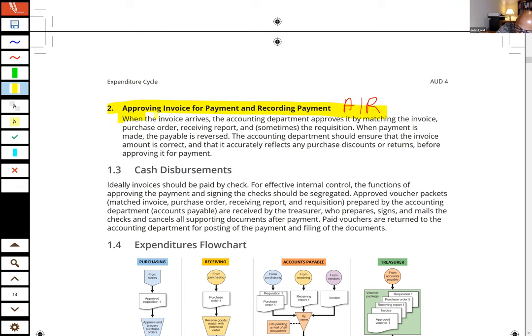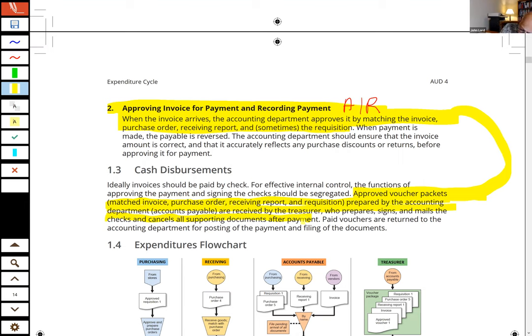So when the invoice arrives, the accounting department approves it by matching the invoice, purchase order, receiving report, and requisition. Then they take that and we call that the approved voucher packet. The approved voucher packet, prepared by the accounting department, is received by the treasurer, who prepares, signs, and mails the checks and cancels all supporting documents after payment. So they prepare that information in the accounting department, but the treasurer is the one who actually has the authority to pay.